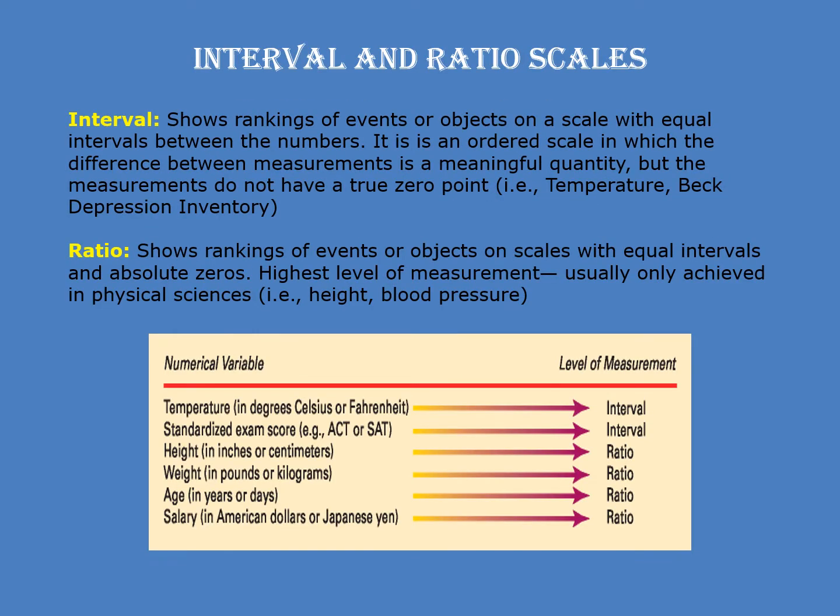I'm now just going to give an overview of interval and ratio scales. So a couple of definitions here. Interval is where it shows ordering of events or objects that have equal intervals between a set of numbers. It is an ordered measure or scale in which the difference between measurements should have a meaningful quantity, but the measurements do not have a true 0 point.